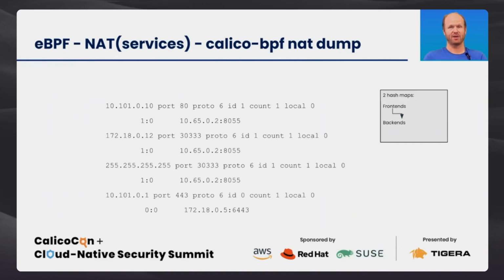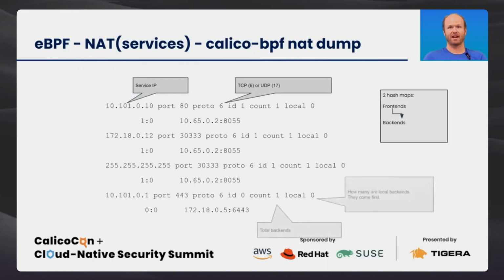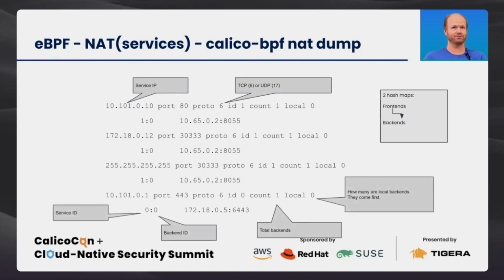If you use the calico-bpf utility with the nat dump command, you will get a list of lines that starts with a service IP that shows you a protocol. It shows you how many backends there are and how many are local. And it continues with a list of indented lines that show what backend it is and where the backend is.